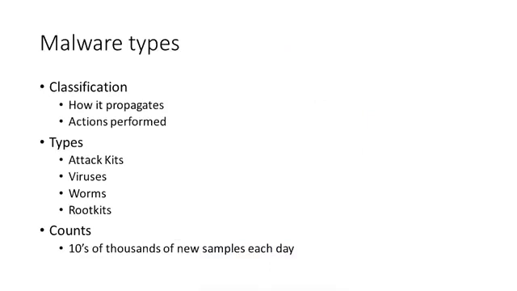We have different malware types. These are broken down into two different types of classifications. The first one is how it propagates, and the second one is the actions that are performed. So let's look at a couple types within these classifications. There's attack kits. Attack kits are very dangerous. In fact, at the university, they're one of the very few things that we actually send the ticket right away when we see it coming through the intrusion prevention system, to make sure that we quarantine the user that has an attack kit on it.